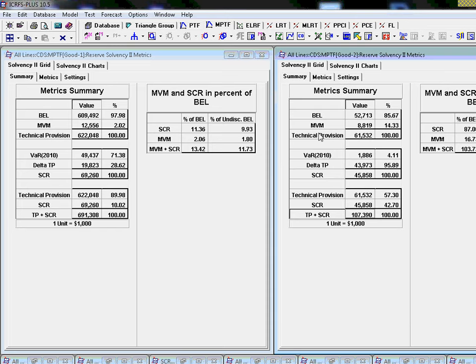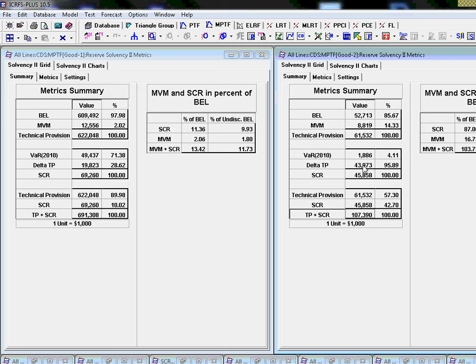Well, why does this arise? This difference between the two figures, our undiscounted BEL and our technical provisions plus SCR, is driven by the correlation between the calendar years. Now, where does this occur? It occurs principally in the delta TP. So if we're looking at the SCR, the SCR is 46 million that we're adding on. Nearly 96% of that is taken from delta TP.